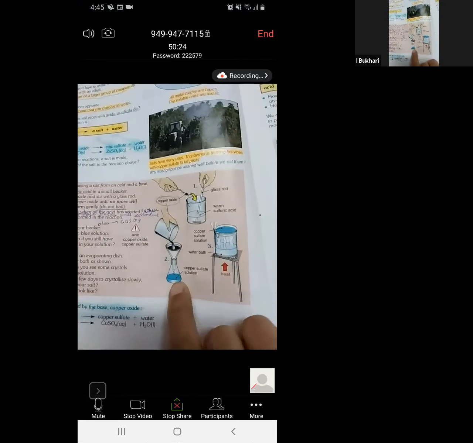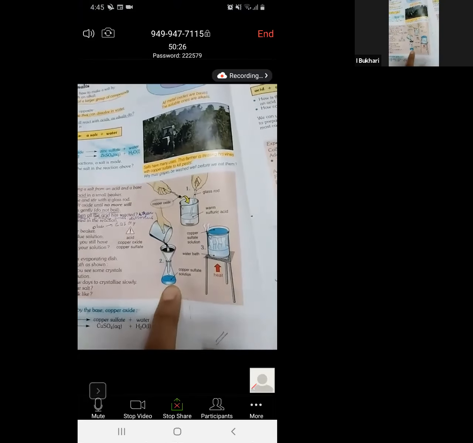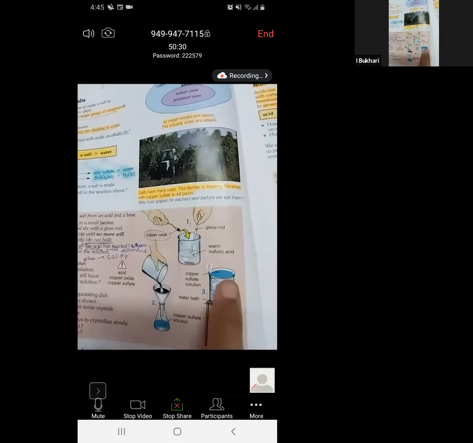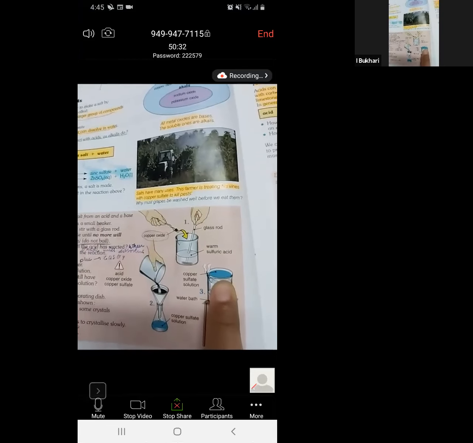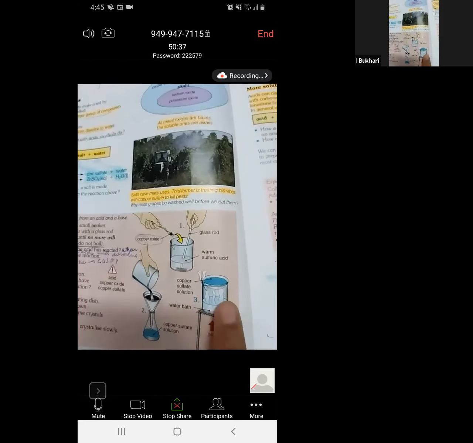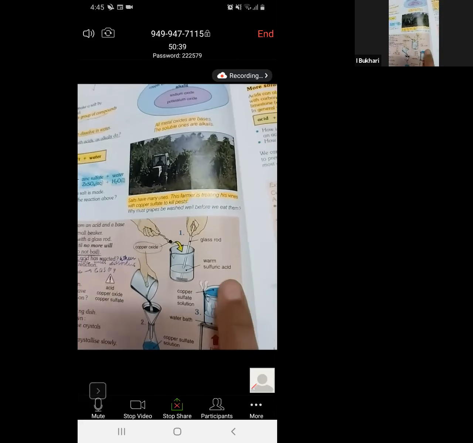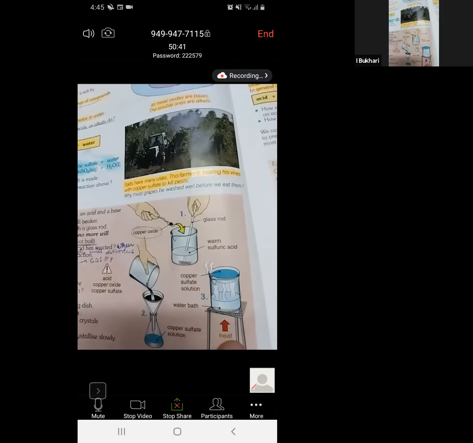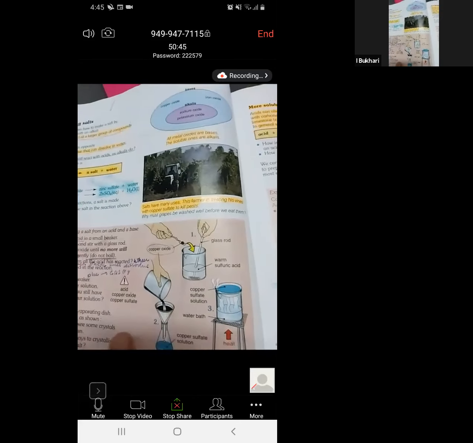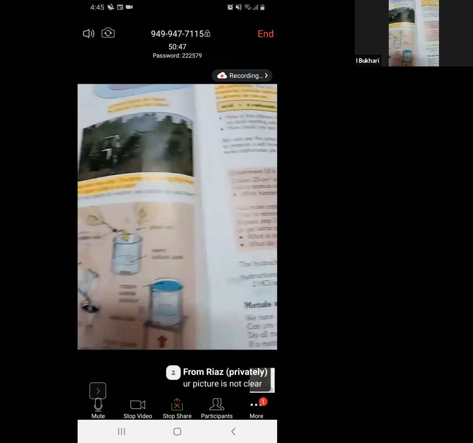So after filtration, in the filtrate, we have copper sulfate solution. Then with the help of a water bath, we will gently warm it. Why? Because we don't want to destroy the crystals. We use a water bath for uniform, gradual, and gentle heating. As soon as we start seeing the crystals, we will stop heating and leave it for a day or two in a sunny, windy place, near the window.